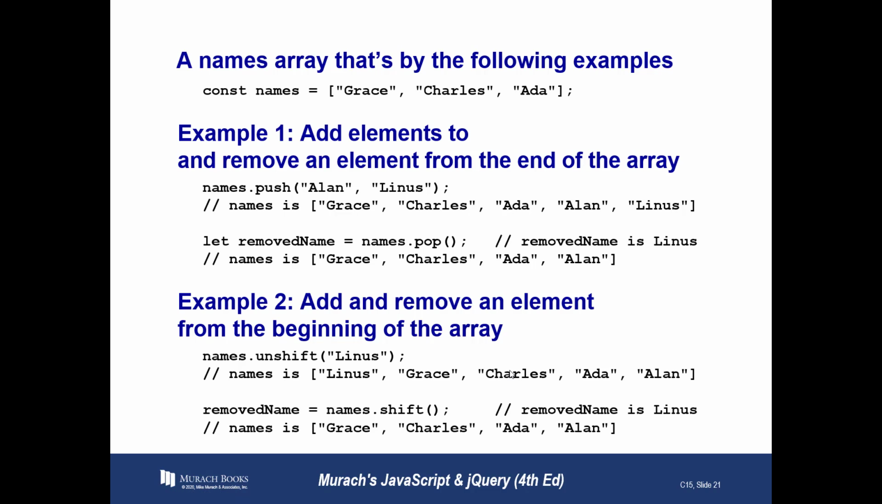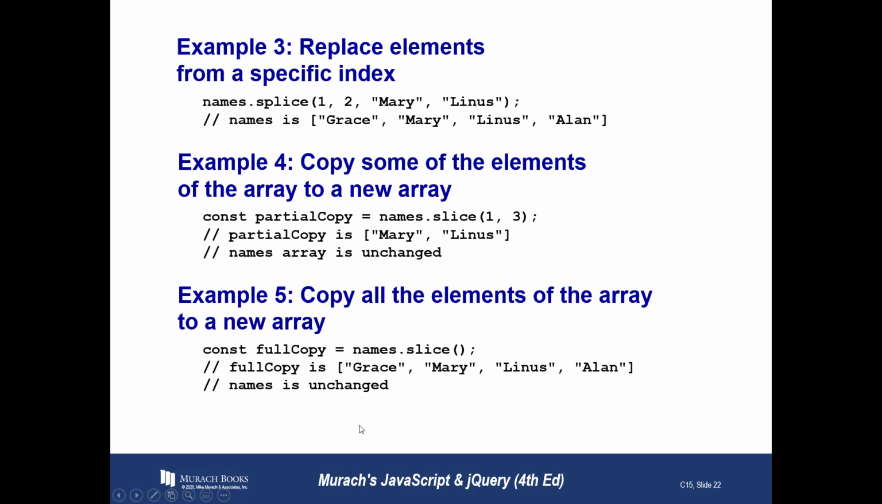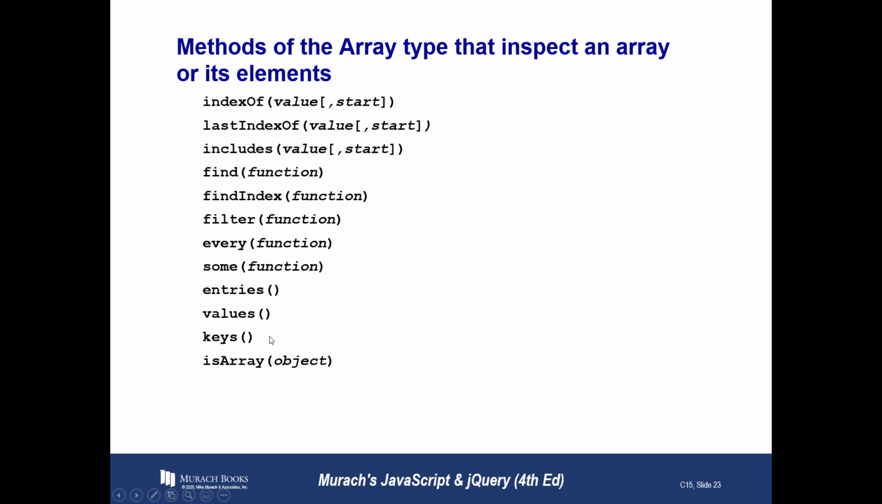So notice we do the names.push there with Alan and Linus. It goes on to the end. And notice when we pop off Linus, because that's at the end. On the other hand, when we do an unshift and we put Linus on, it goes to the beginning. And shift removes it from the beginning. You can also, as it says with splice, go in there and replace elements from a specific part of an array. You can copy elements to a new array with slice. There are other ways of doing this as well.